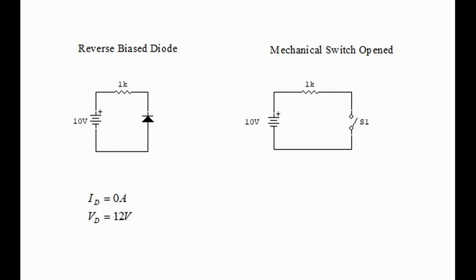Once again, the circuit functions like a mechanical switch, because if a mechanical switch is open, we would have zero current, but if we measure the voltage drop across the switch, we would see the source voltage, in this case 10 volts.